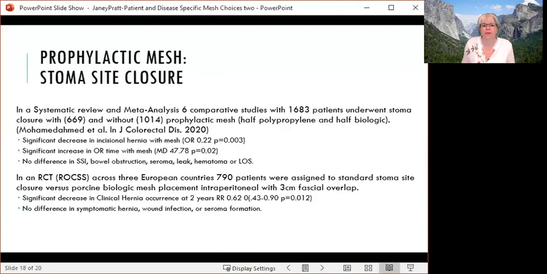Prophylactic mesh at the stoma site closure, in a systematic review and meta-analysis of 6 comparative studies, 1,683 patients underwent stoma closure, with 669 using mesh and 114 without prophylactic mesh. And about half of these were polypropylene, the other half used biologic.